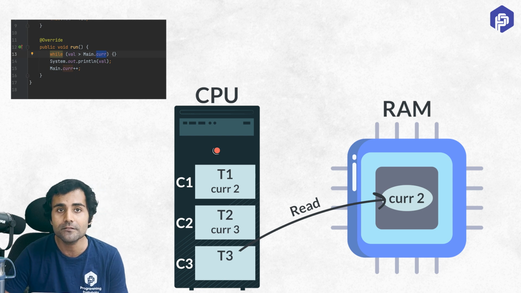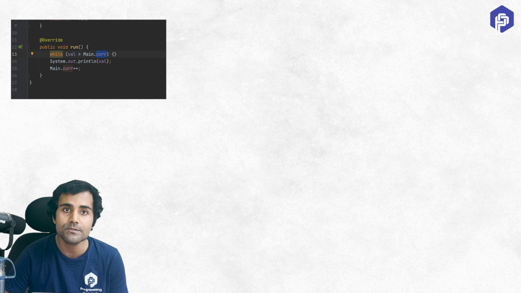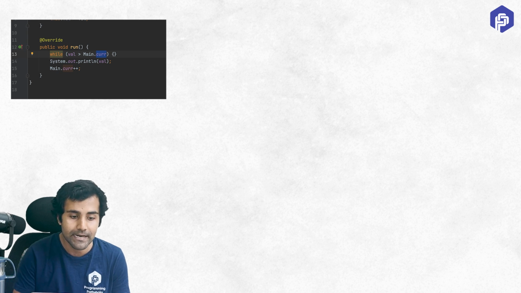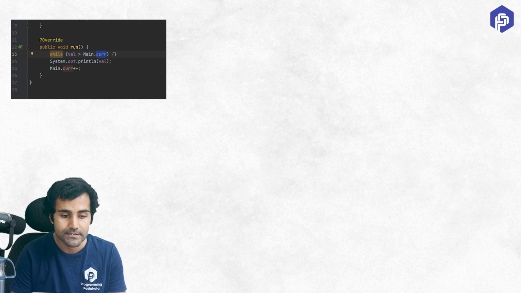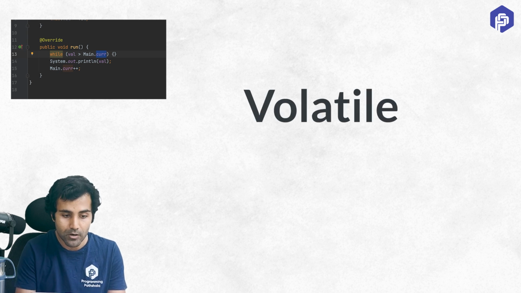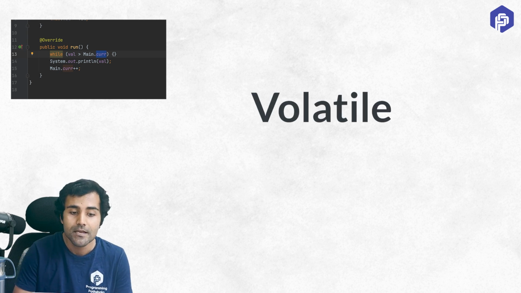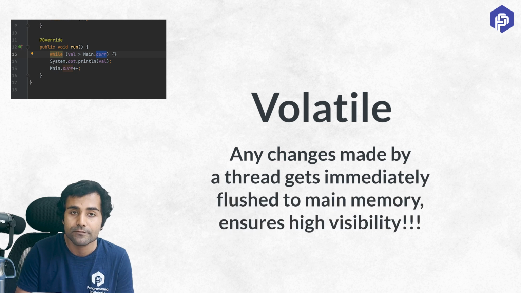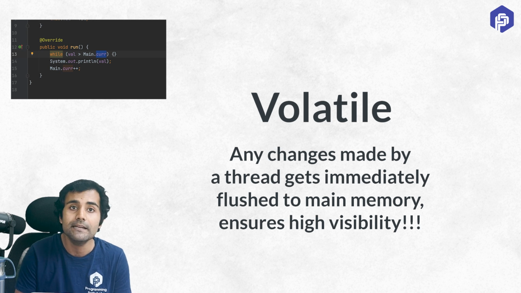Now, what is the way to deal with memory visibility? Languages offer a keyword that you can associate with such a shared variable. That keyword is called volatile. You might have heard of it. When you make a certain variable volatile, any writes done on this variable are immediately flushed back to the main memory, so that there is no memory visibility problem of the variable across the different threads.